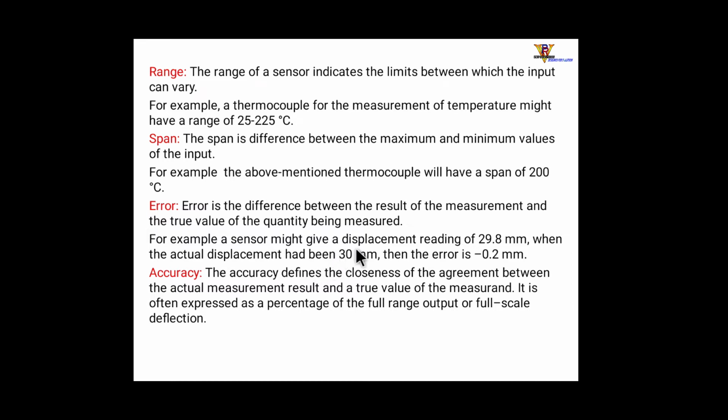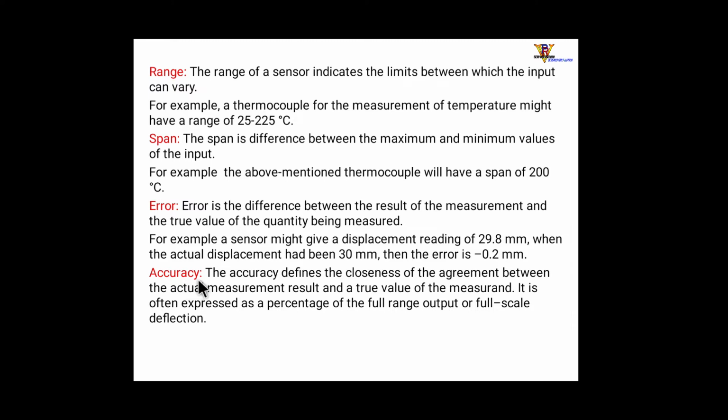An example is also given here, displacement measured by an LVDT. Suppose the LVDT is measuring displacement and it is giving a value of 29.8 mm. The measured value is 29.8 by the LVDT. But if the actual value of the displacement is 30 mm, then there is an error of minus 0.2 mm in the measurement.